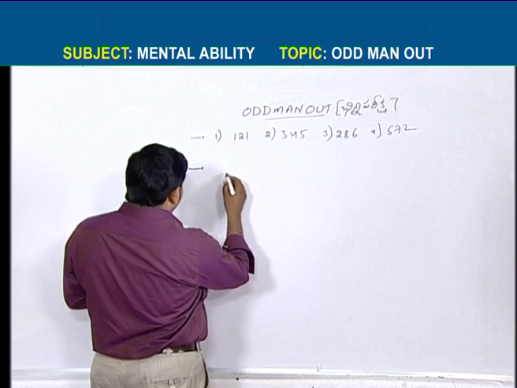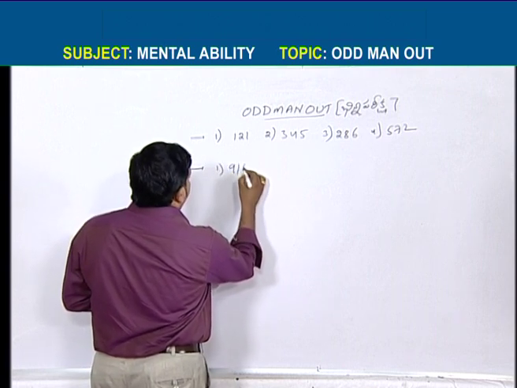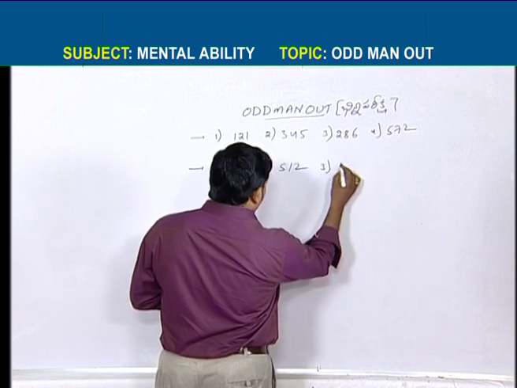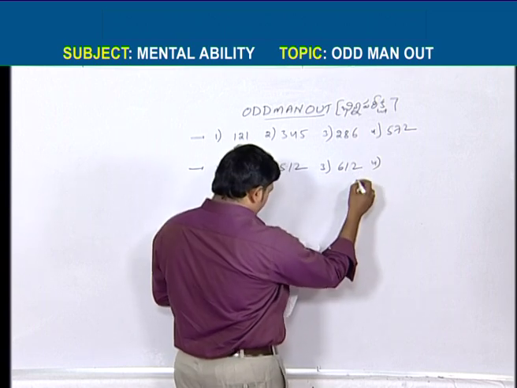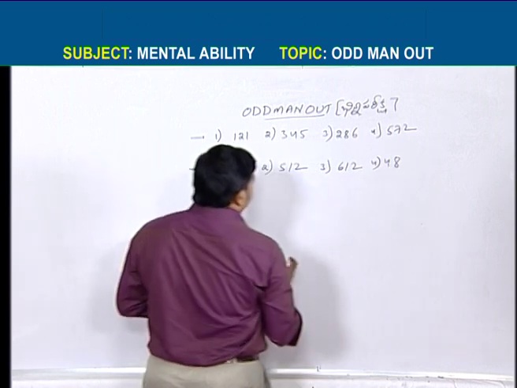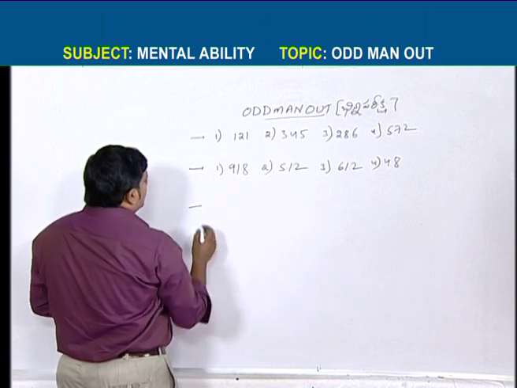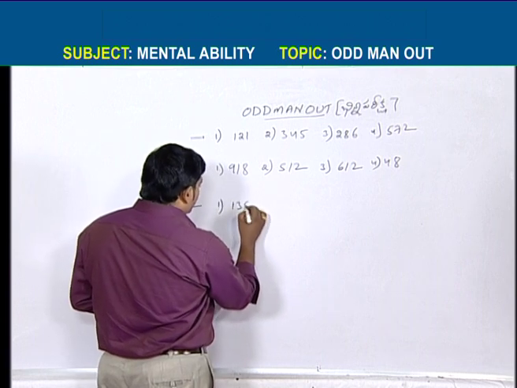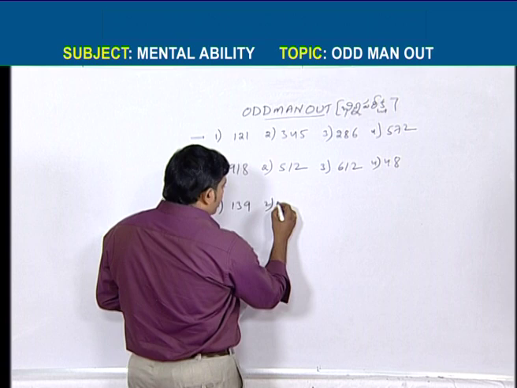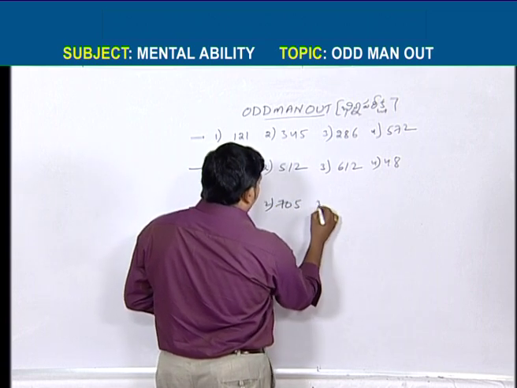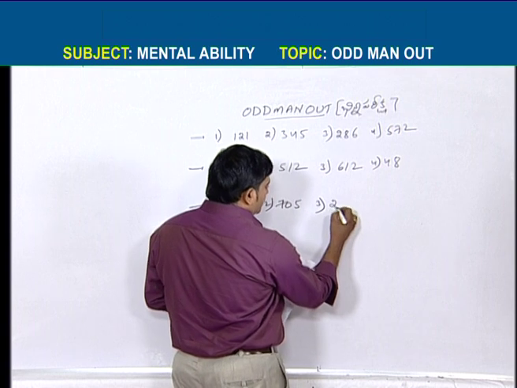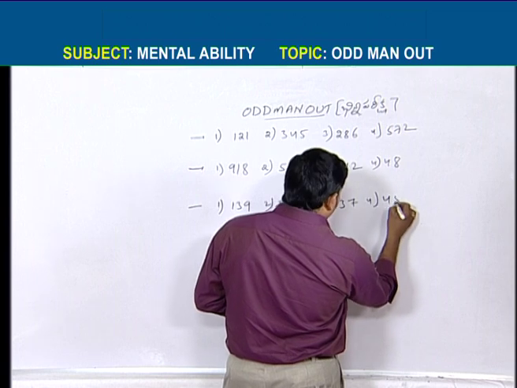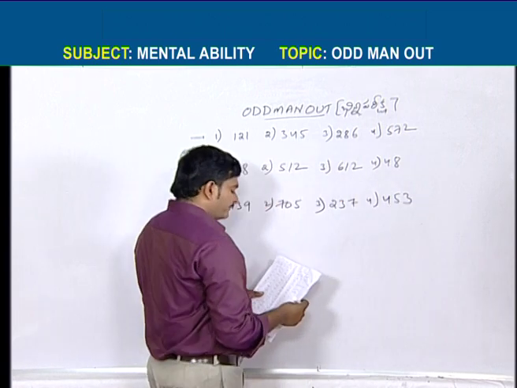In the next question, first option is 918, second option is 512, third option is 612, fourth option is 48. We will discuss that. Now the third question: first option is 139, second option is 705, third option is 237, and finally fourth option is 453.